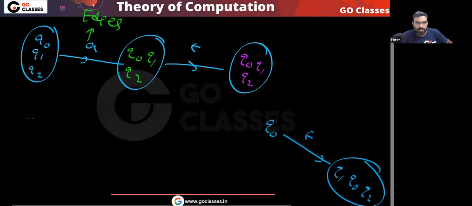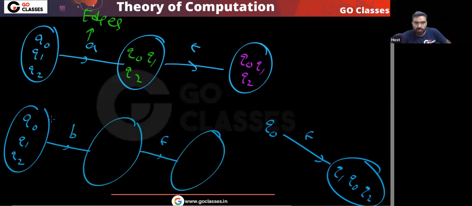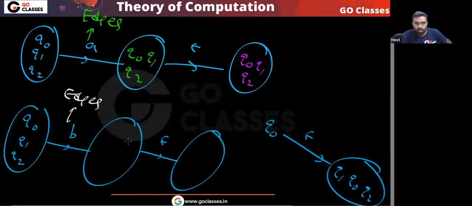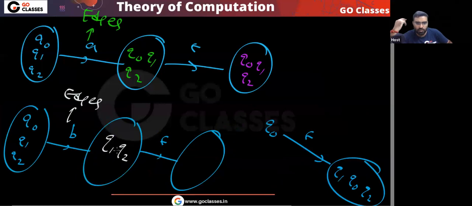Tell me where you will go on symbol B. This state Q0, Q1, Q2 on symbol B. Just look at the edges. So there is no edge on B from Q0. From Q1, on symbol B, you can go to Q1, you can go to Q2. Next, from this state on symbol B, you can go nowhere. So I can say Q1, Q2.